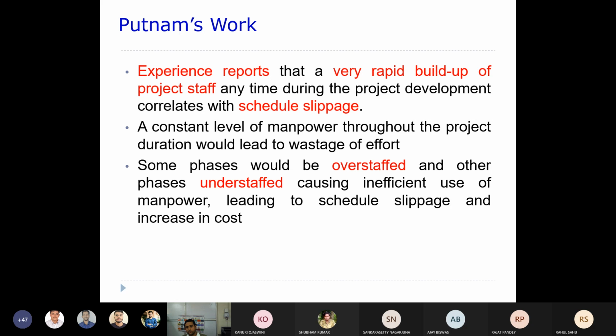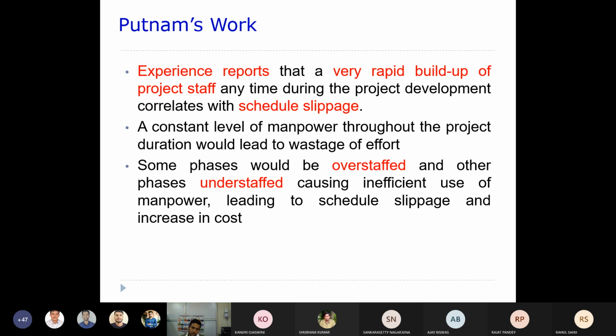Experience reports that a very rapid buildup of project staff anytime during project development correlates with schedule slippage. So people are saying, based upon experience, that if you rapidly build up the project staff at any point of time, you are probably going to see schedule slippage. That means we are not going to meet the deadline at some point. So you can think of something like this.